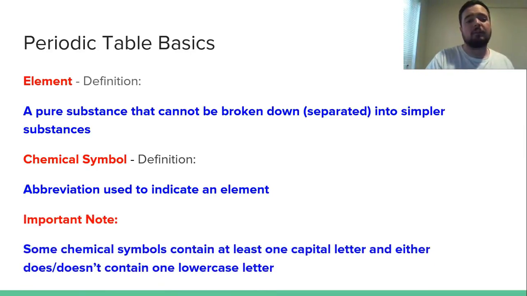An important note, though: some chemical symbols contain at least one capital letter, and either do or don't contain a lowercase letter. The reason why just depends on when those elements were discovered. When scientists discovered elements, they decided to assign either one symbol, one capital letter, like hydrogen, and then when helium was discovered, people were like, well, I want to call it helium, but we can't just call both of them H. So they said, oh, we'll put He, and so on and so forth.